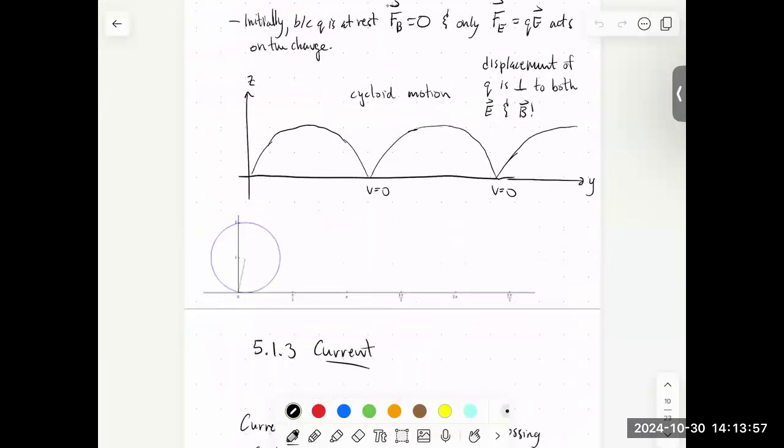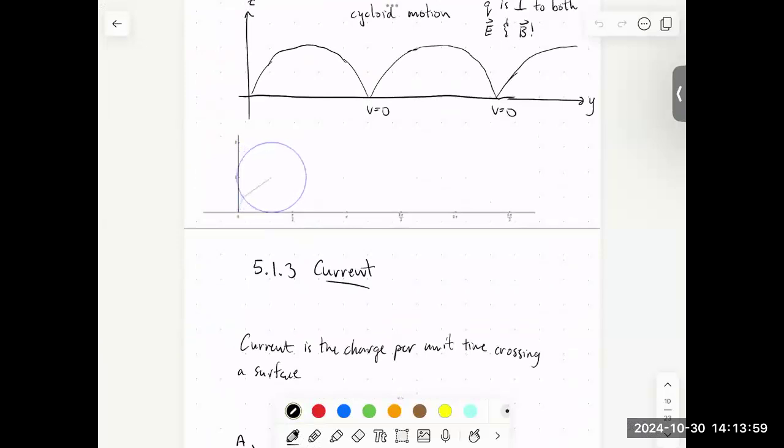So let's see, I might even be able to find a crappy GIF. Here it is. So there's the cycloid motion. You imagine a circle rolling along this axis, and you pick a point on the circumference of that circle, and that point traces out the cycloid. Right now it's at rest, and then it starts moving, and it's moving fastest when it's at this peak here. So that's the cycloid motion.